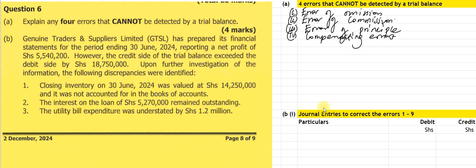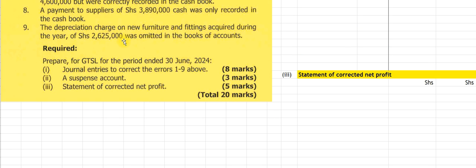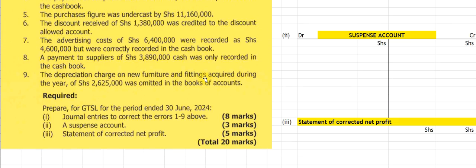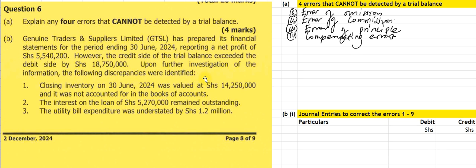What are the requirements here? Let's look at the requirements of the question. Prepare for GTSL for the period ended 30th June 2024 journal entries to correct the errors 1 to 9. So I'm going to be correcting error by error.